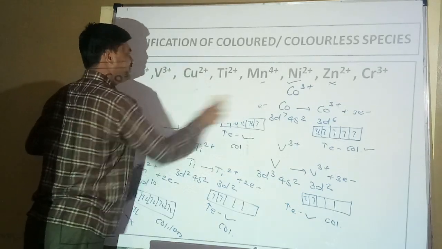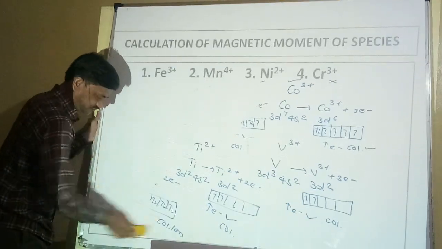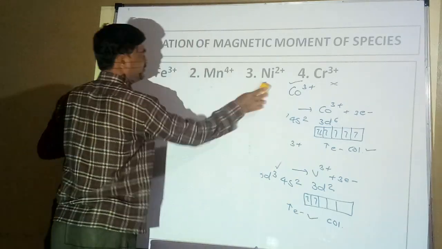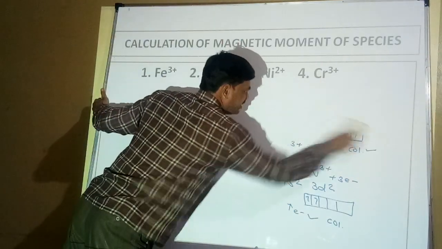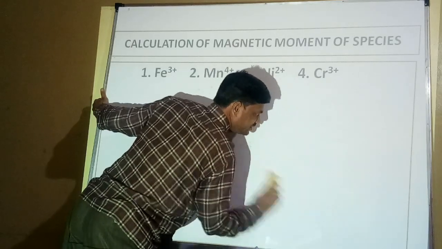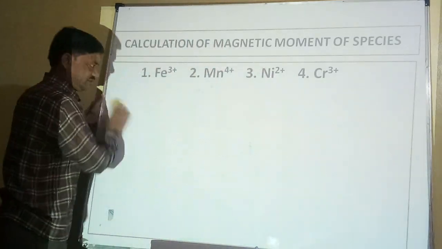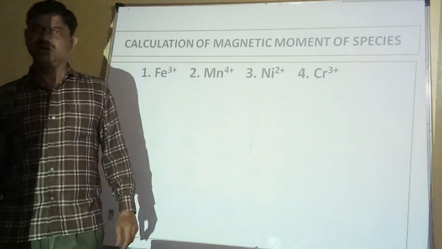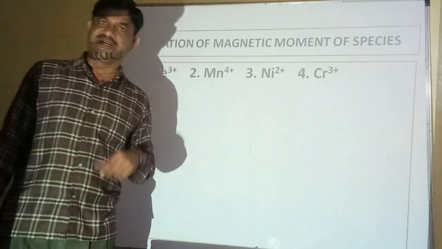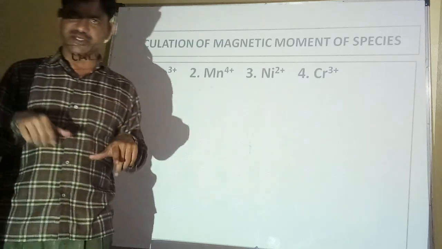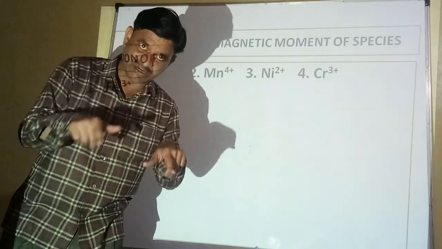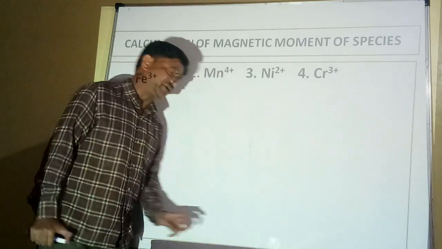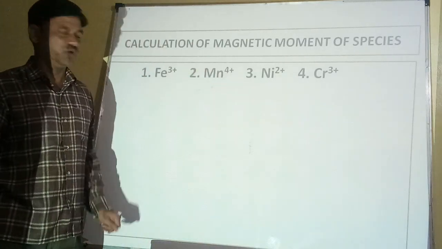Shift towards the next point. What is another important point for MCQ in front of you? How to calculate the magnetic moment of the given species. Can you tell me, students, what is magnetic moment? Remember, magnetic moment is nothing but the determination of the strength of the species to get arranged in a magnetic field. That strength we are going to determine under the heading magnetic moment.